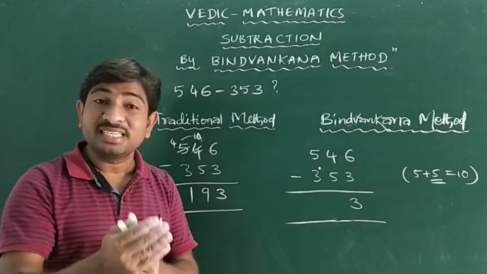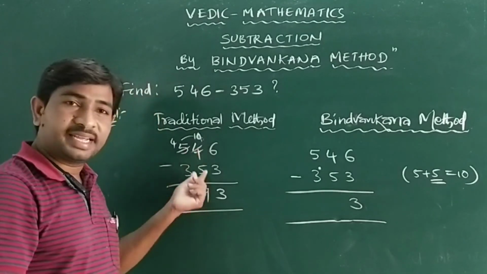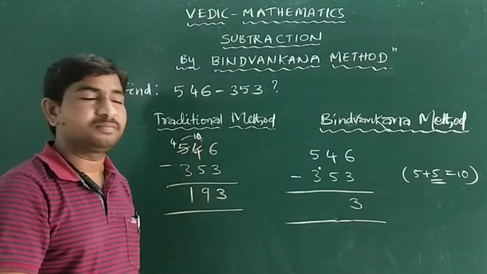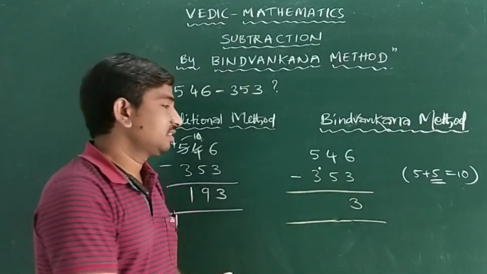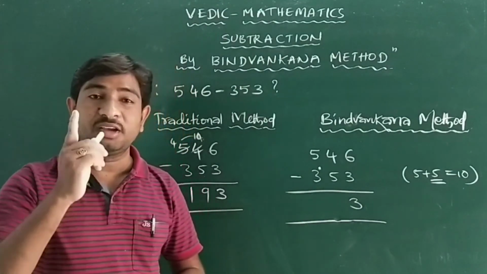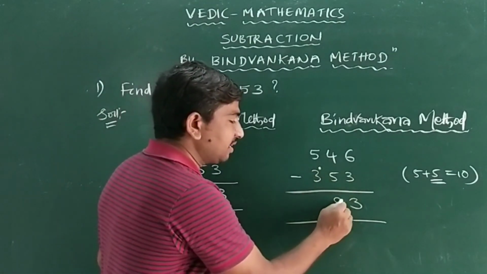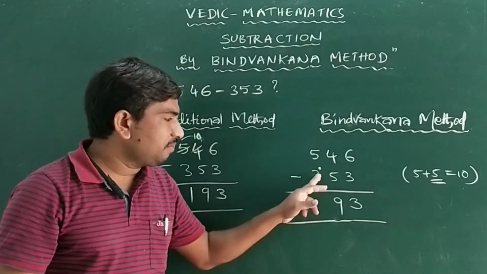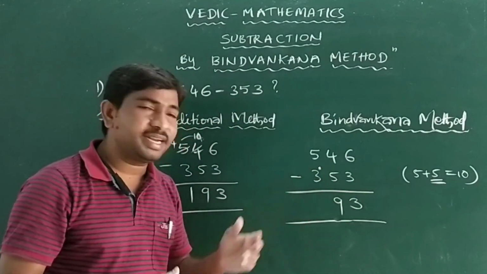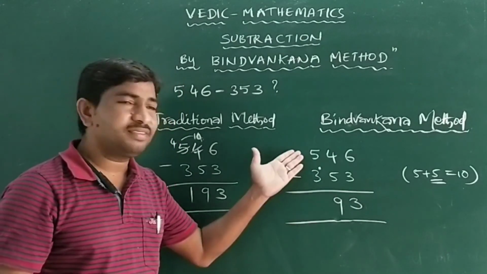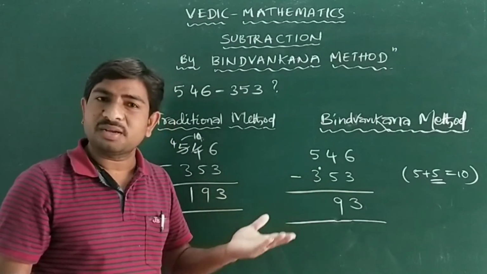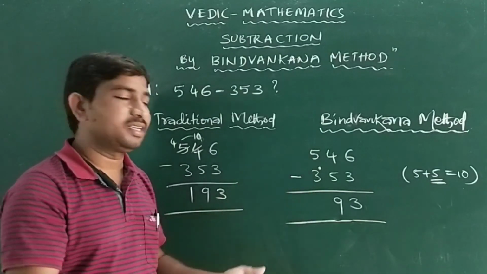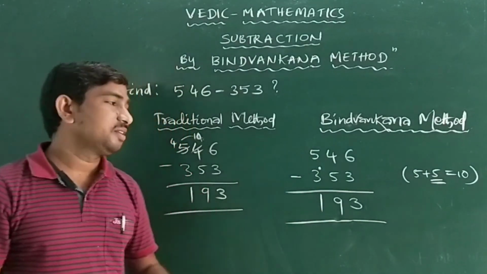The process is somewhat different, I said. In the traditional method we are subtracting, but here we are adding. This is the most important thing you have to observe. 5 plus 4 is 9. See, now 3 plus the dot, 3 plus 1 is how much? 4. So 5 is the bigger number than 4. Now subtraction is possible. 5 minus 4 is equal to 1. Very easy. No need to worry.